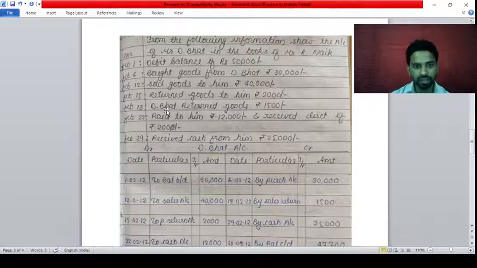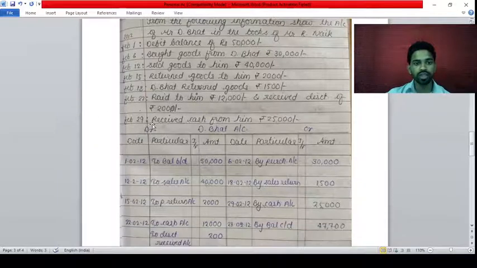Now what will be the transaction? Sales return account debit to debit account credit. Now this sales return account debit, you have to make the credit to the debit account. So on 18th Feb 2012, by sales return account 1,500.